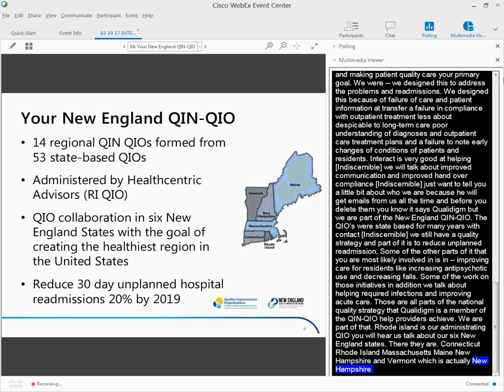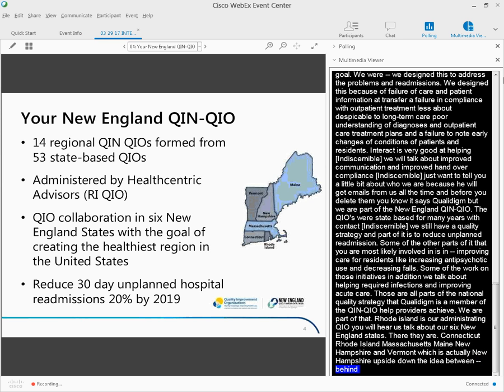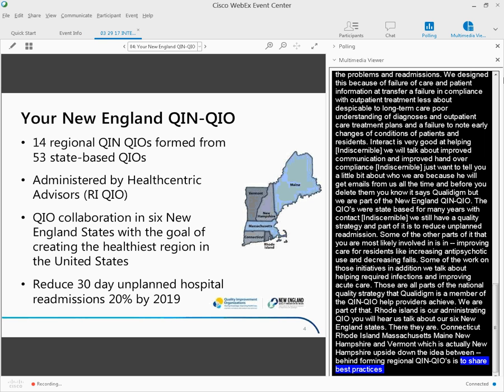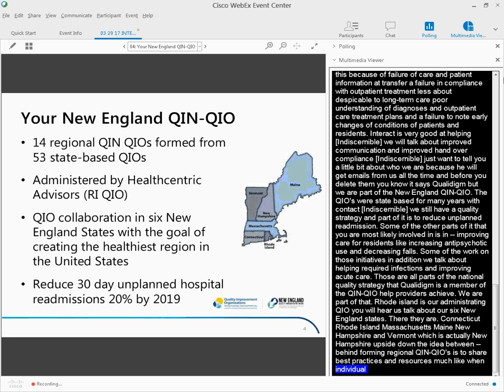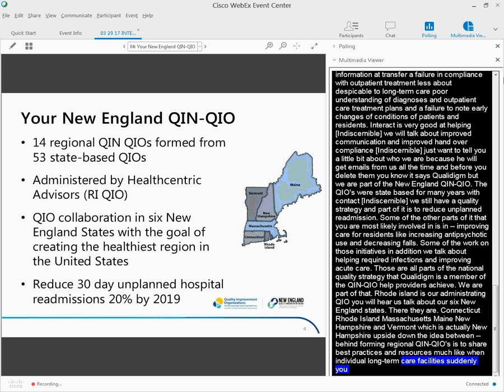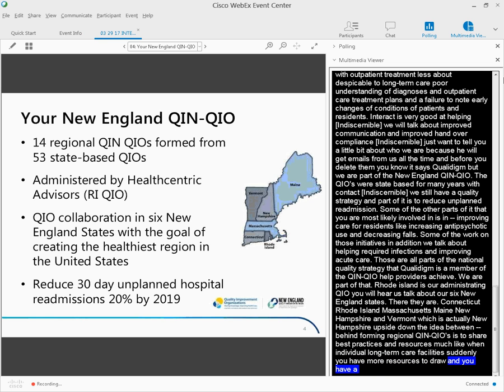The idea behind forming regional QIN-QIOs is to share best practices, to share resources, much like when individual long-term care facilities align with a corporate parent. Suddenly you have more resources to draw on, you have more ideas, you have a bigger bank of brain power. So that's what we were hoping to achieve, and hopefully will continue to achieve.